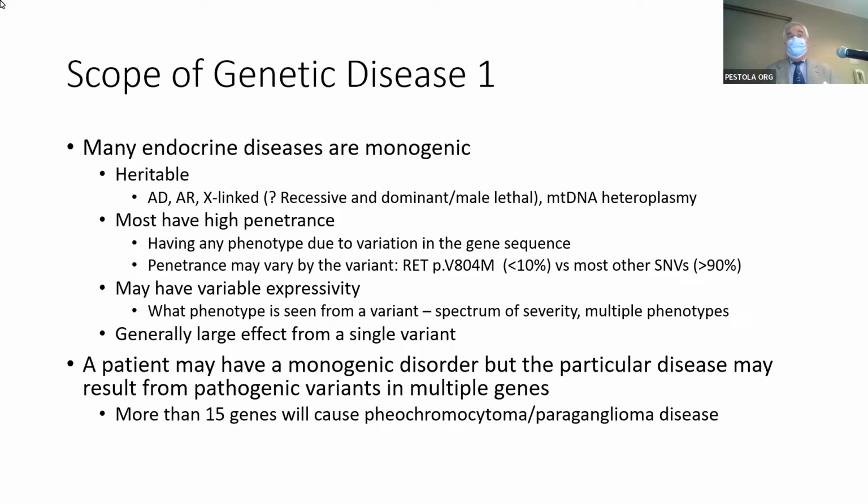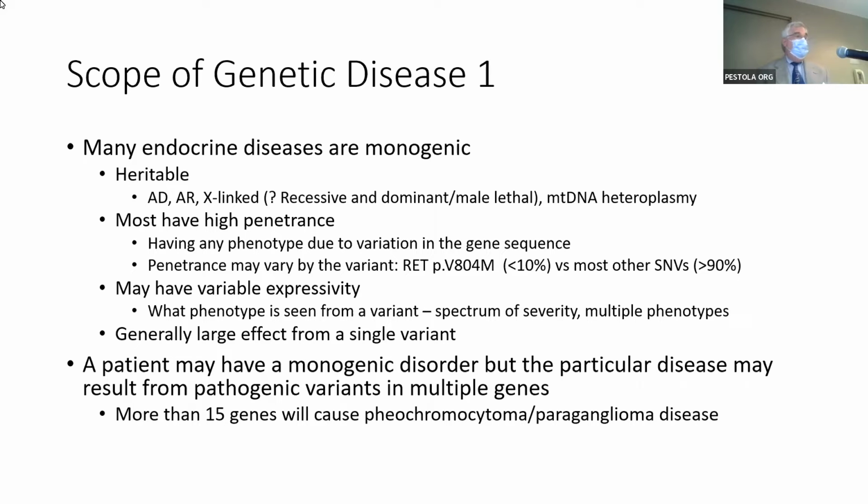So one bad gene or two copies of a bad gene have disease. It is heritable, not necessarily inherited. Heritable, it can be translated to the next generation if your patient survives. They can be dominant, recessive, X-linked. They can even be mitochondrial. That's a whole different topic.